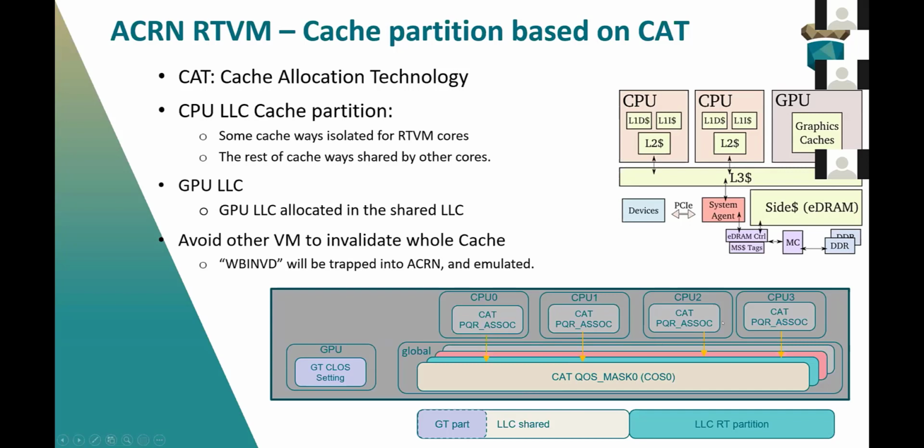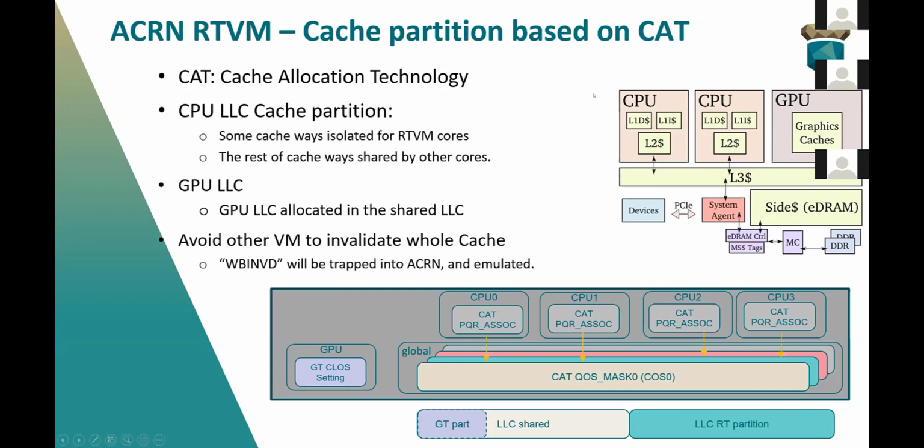This is some MSRs which are used to configure and allocate the cache width. For CAT, there is a white paper from the Intel website. I will give you the name in the last page. This is the CAT feature we use on the Archon project.